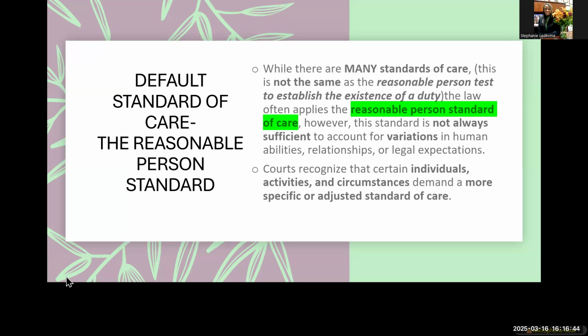But here's the concern. This standard is flexible enough to account for the situation often at play, but understand it does not adjust based upon subjective attributes because it's not supposed to be subjective. It's supposed to be objective. This isn't supposed to be what you would do in the same or similar circumstance. It's supposed to be what the reasonable person would do under the same and similar circumstance.